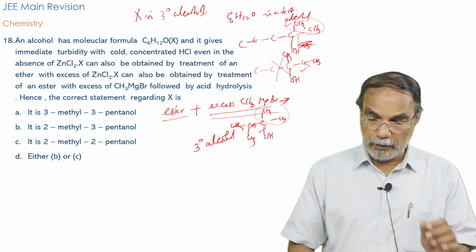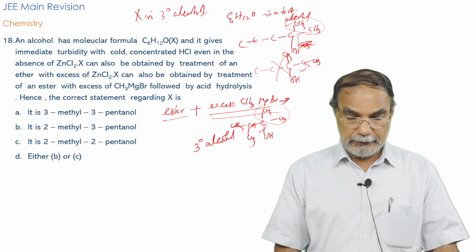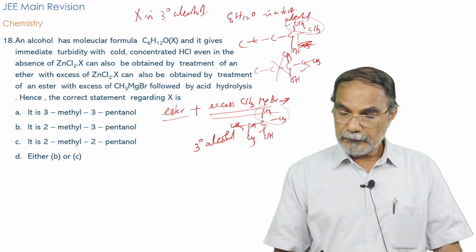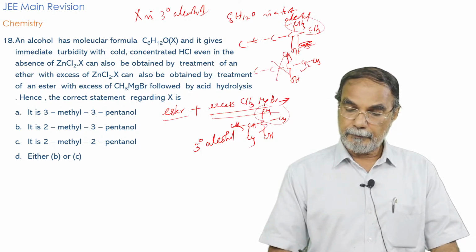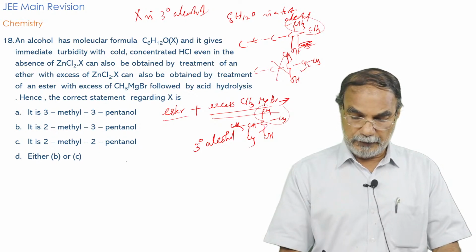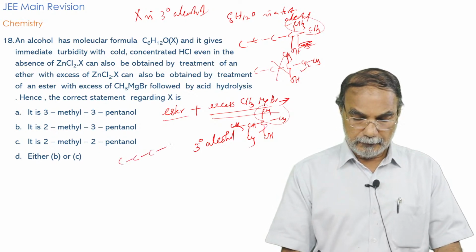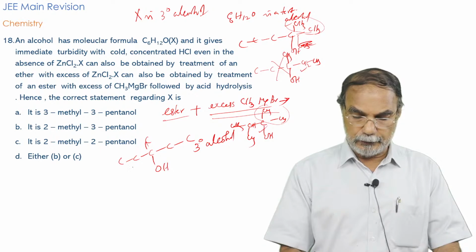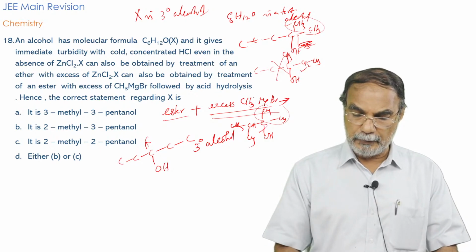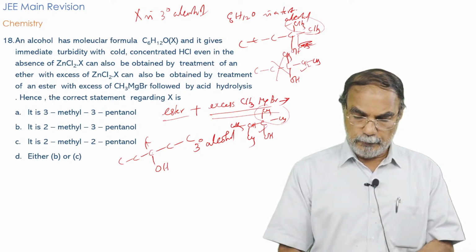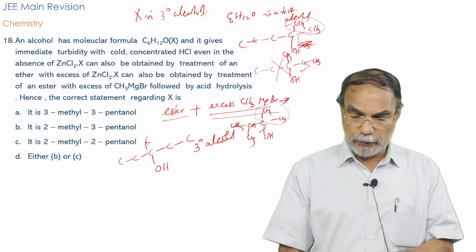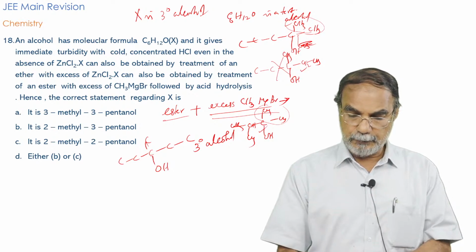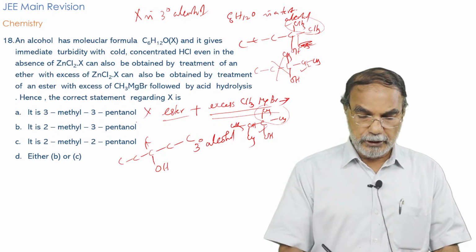You are given so many options here. It is 3-methyl 3-pentanol. It doesn't contain 2 methyl groups. With excess methyl magnesium bromide, 2 moles of methyl magnesium bromide, the tertiary alcoholic group must have 2 methyl groups on the carbon atom. So that's not possible here. So 1 is not the option.